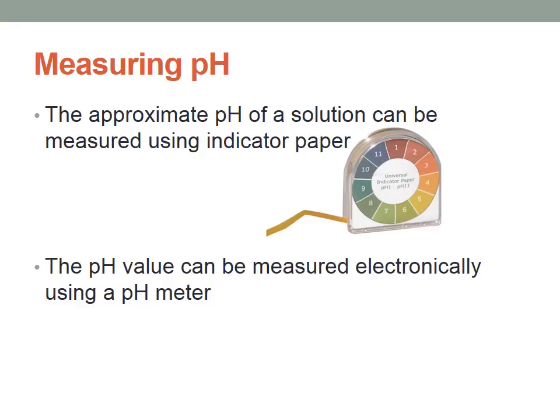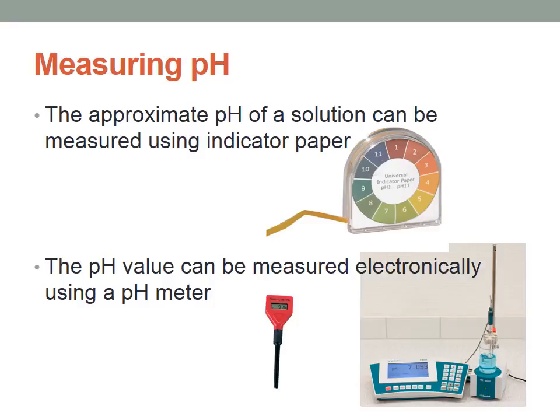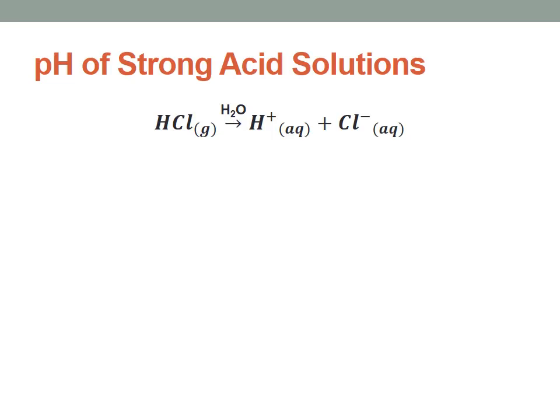To get a more precise, more accurate measurement of the pH, we can use a pH meter. We can use the handheld ones, or we can get more precise and use the electronic ones. And these will give us a more precise or accurate reading of our pH.